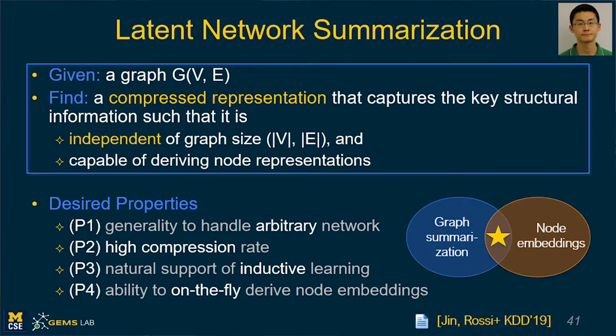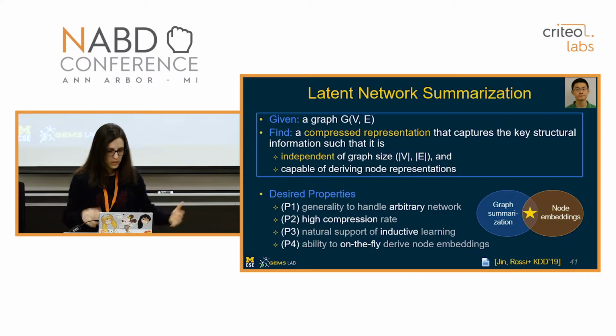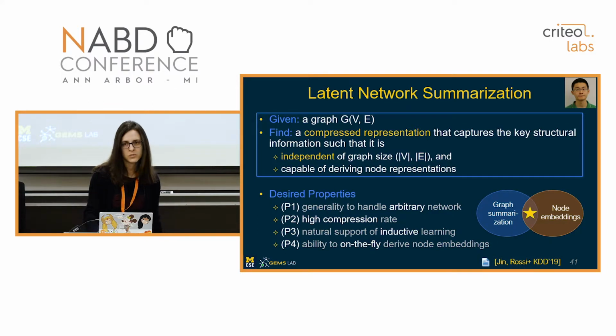And other desired properties, as I said, we want to be able to handle arbitrary graphs. We want high compression rate. We want it to be inductive, so we can learn the summary on one graph and apply it on another one. And also, we should be computing embeddings on the fly. We should be able to do that.